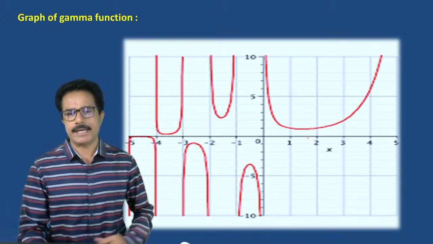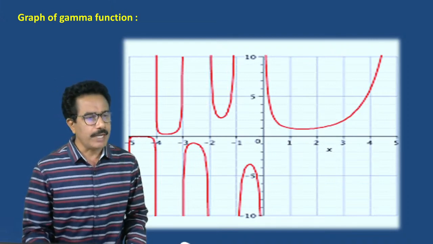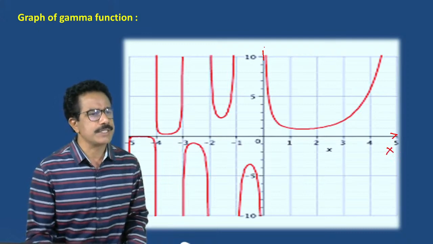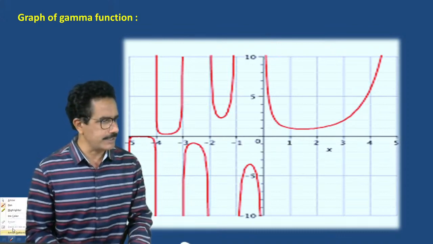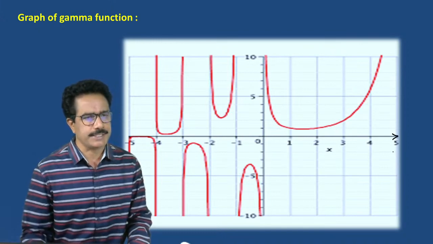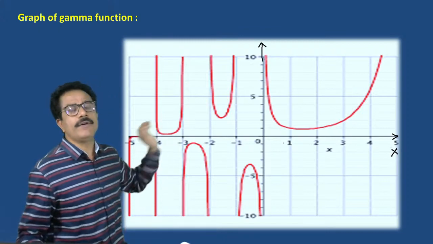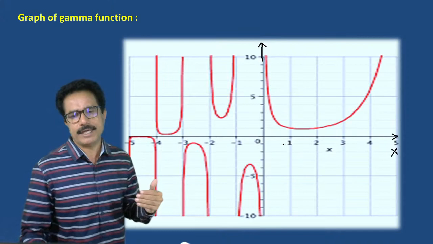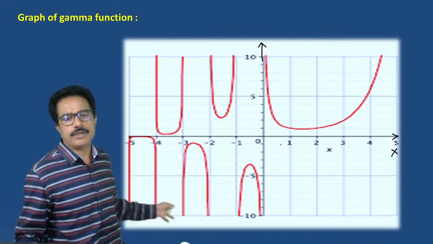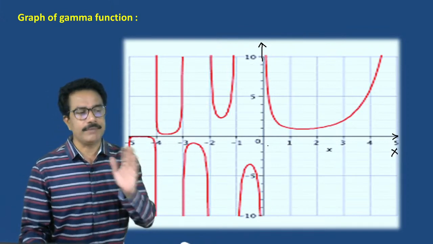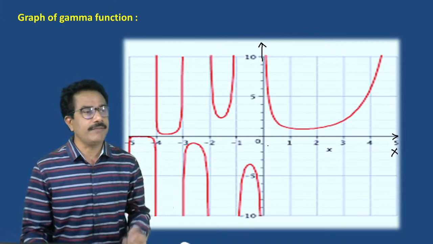Who can tell me, students, what is the value of gamma 1? Suppose this is the x-axis, this is the y-axis. See, this is the x-axis, this is the y-axis. Now we have to plot the graph of a gamma function. How to plot the graph of a gamma function? Actually, these red lines denote the graph of a gamma function. But how can we plot the graph of the gamma function here?